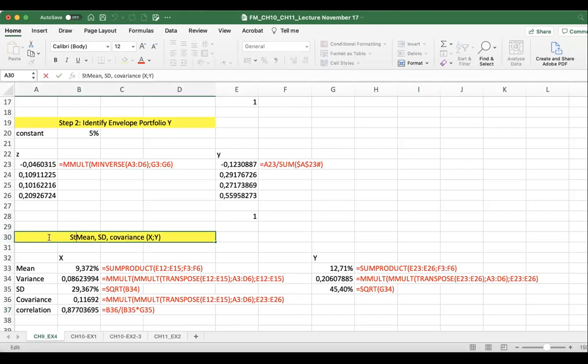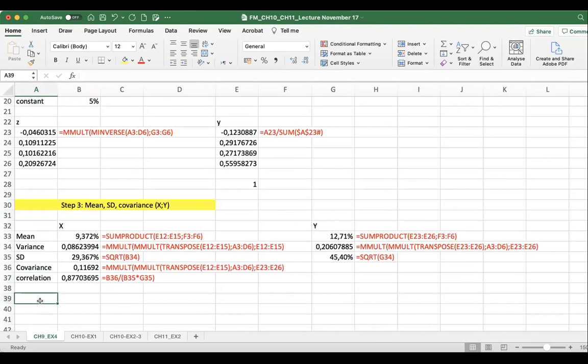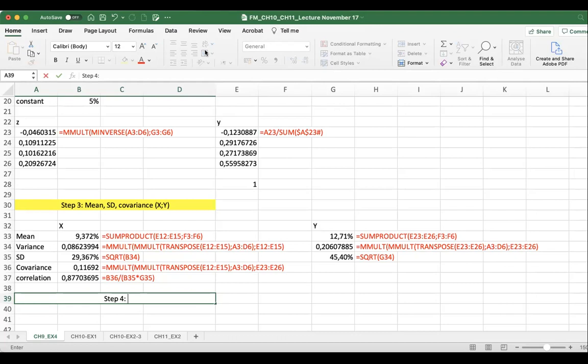So this is step 3. Now you have to build first the efficient portfolio, which is the composition between X and Y. Then we change the proportion of the efficient portfolio using the data table, and then we easily get the efficient frontier. So step 4, efficient portfolio.